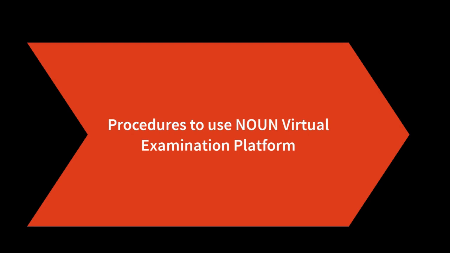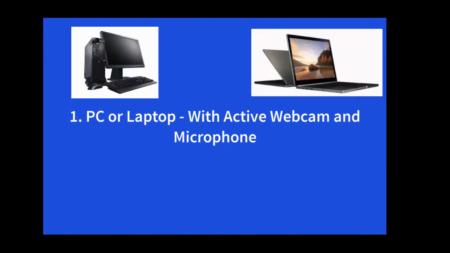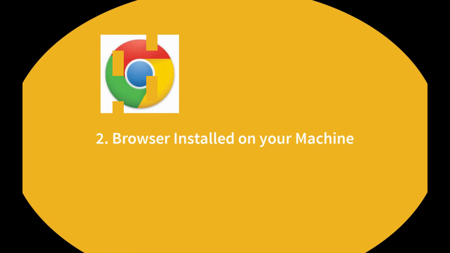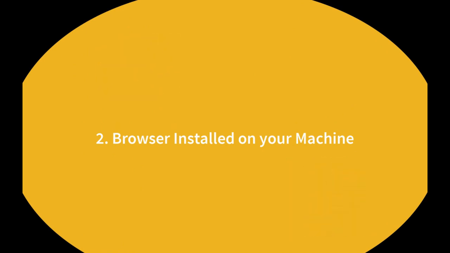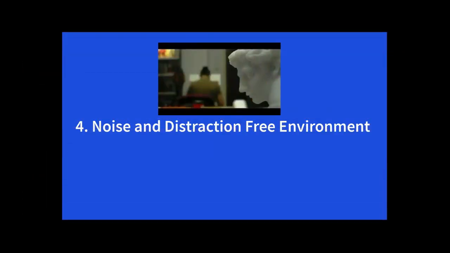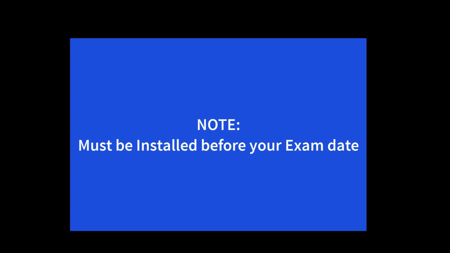Firstly, ensure you have the following. 1. PC or laptop with active microphone and webcam. 2. Browser installed on your machine, Google Chrome or Mozilla Firefox. 3. Active internet connection. 4. Noise and distraction-free environment. Once you have the above, you need to install a pre-installation tool that will be used at your examination. But note that this tool needs to be installed before the date of your examination.